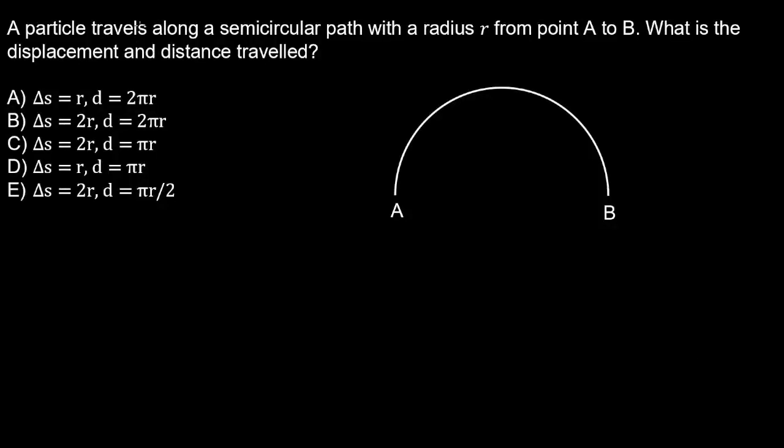A particle travels along a semicircular path which has a radius of r from point A to point B. And what is the displacement and distance travelled?